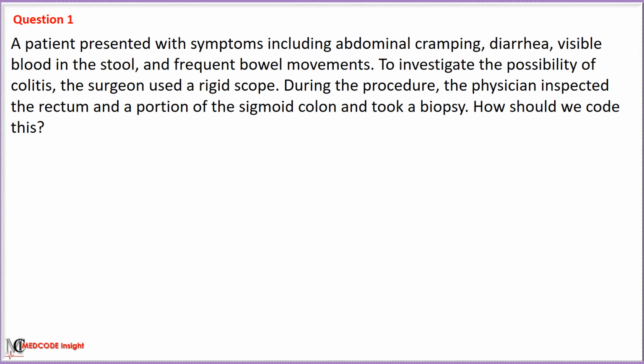A patient presented with symptoms including abdominal cramping, diarrhea, visible blood in the stool, and frequent bowel movements. To investigate the possibility of colitis, the surgeon used a rigid scope. During the procedure, the physician inspected the rectum and a portion of the sigmoid colon and took a biopsy. How should we code this?